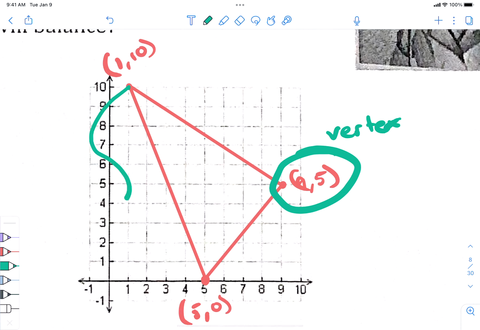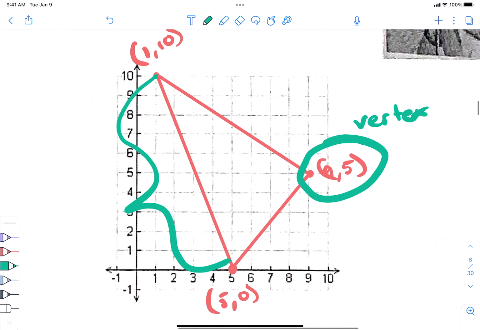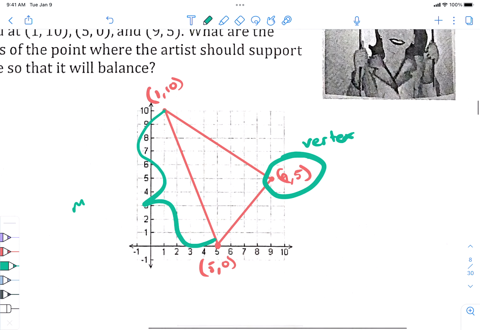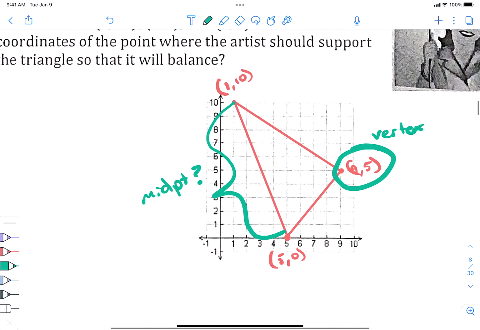So I want to look for the midpoint of those 2 points. Let's find the midpoint. Do you remember how to find the midpoint of 2 things? Yeah, the midpoint theorem, okay? Midpoint is like finding the average.